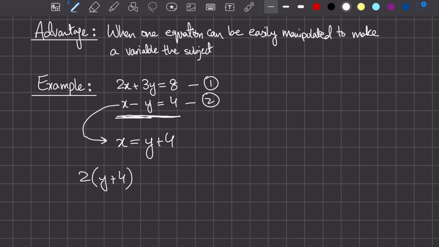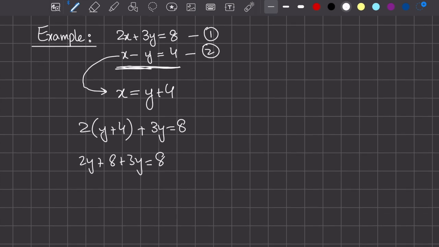Now, step 2 is to substitute this into the other equation, which then gives 2 bracket y plus 4 plus 3y equals 8. Expanding the bracket gives 2y plus 8 plus 3y equals 8. We take the 8 on the left side to the right, which results in 5y equals 0. Therefore, y equals 0. Now, we plug this back into x equals y plus 4, which gives us x equals 4.